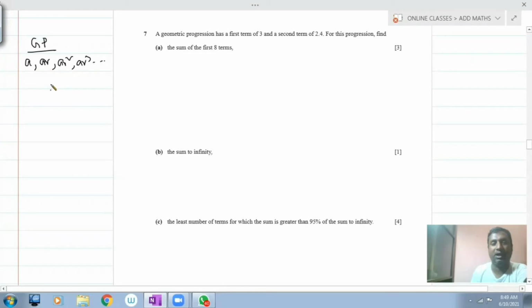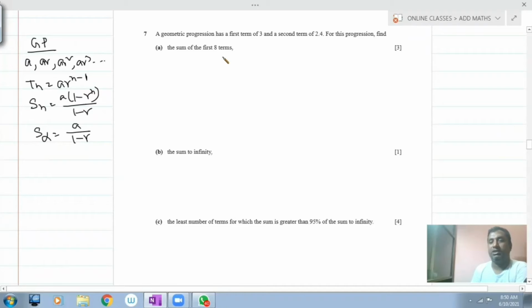AR divided by A, that is R, and the nth term equals A R to the power n minus 1. The sum of n terms will be A times (1 minus R to the power n) divided by (1 minus R), and the sum to infinity is A divided by (1 minus R).